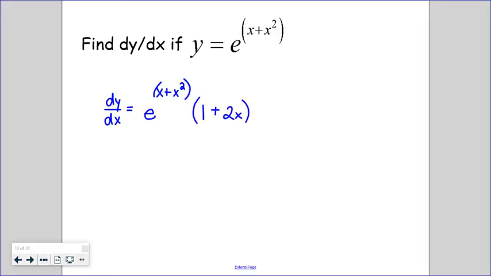Looking at how that would be written, a lot of times that would be distributed through. If I distribute that through to the 1 and the 2x, we would have e to the x plus x squared plus 2x e to the x plus x squared as a common way to rewrite something like that. Questions? All right.